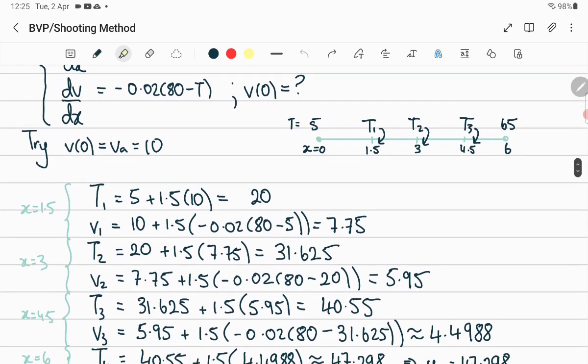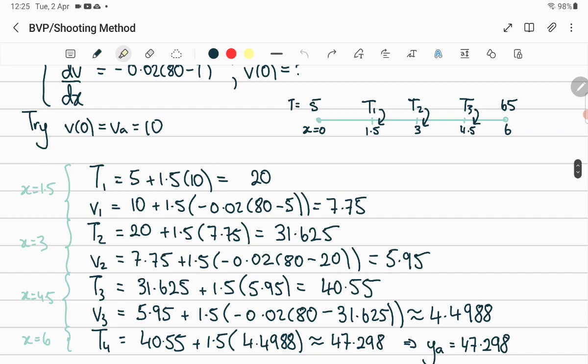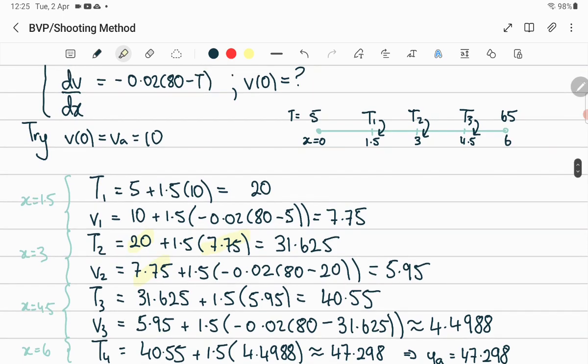Okay, and so we have what's going on at 1.5. Now we go again. So again, the previous temperature at x equals 3 was 20, and the previous v was 7.75. Just look a few lines up. Step sizes are the same. Slope of T is v, so we use previous v. And then if you look at dv/dx, it's up the top of the page, and we put in the previous temperature, which was 20 for us. That's what's going on at x equals 3.